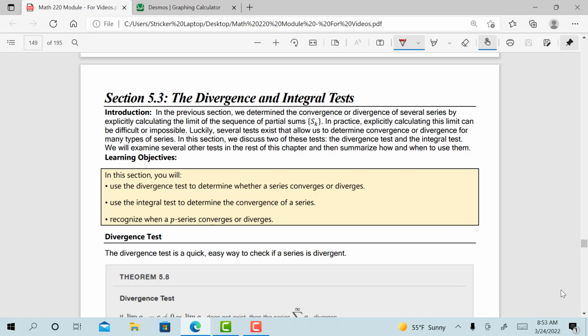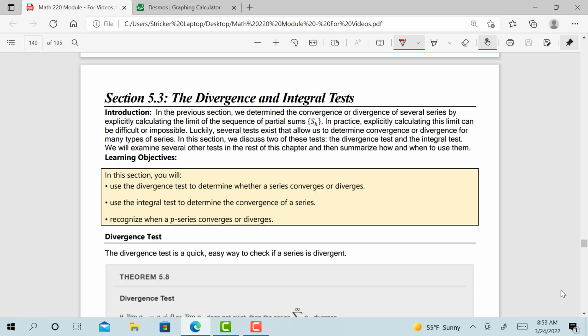This video is going to cover section 5.3, which is going to talk about two new tests, the divergence test and the integral test. And when I say tests, what we're testing is whether or not a series, like what we talked about in the last section, remember a series is the sum of an infinite sequence. What we're going to do is test whether different series converge or diverge. And we'll talk about later why that's important. But we need to know, depending on what a series looks like, whether it converges or diverges.